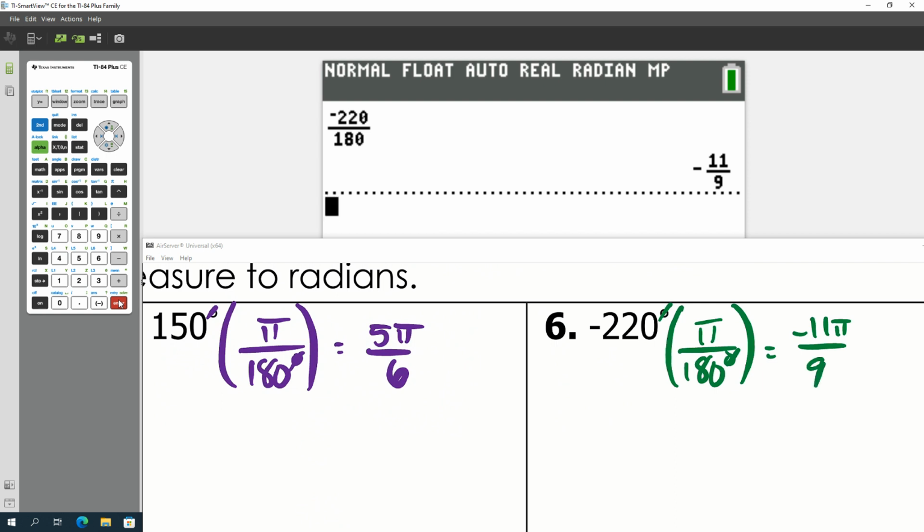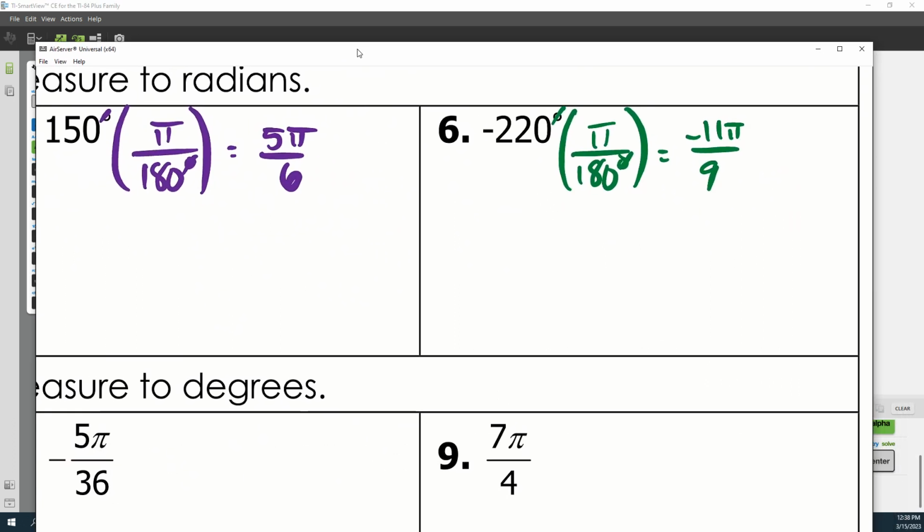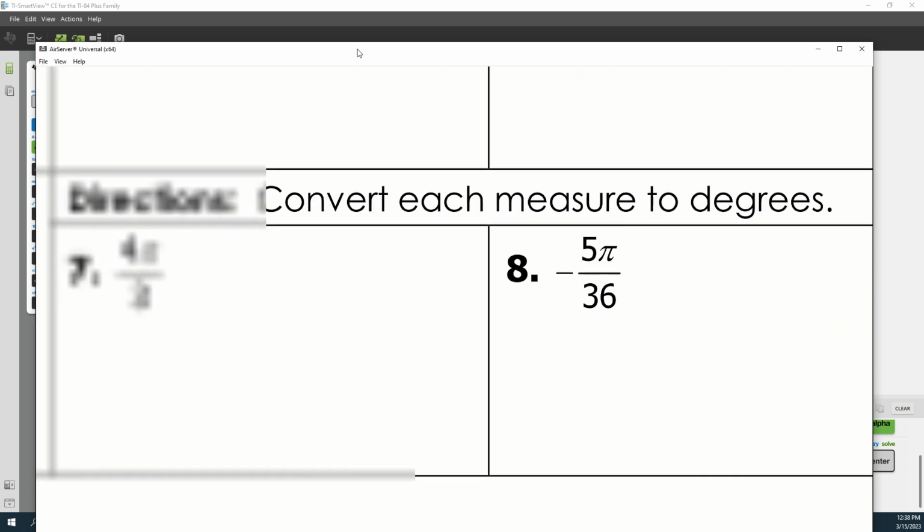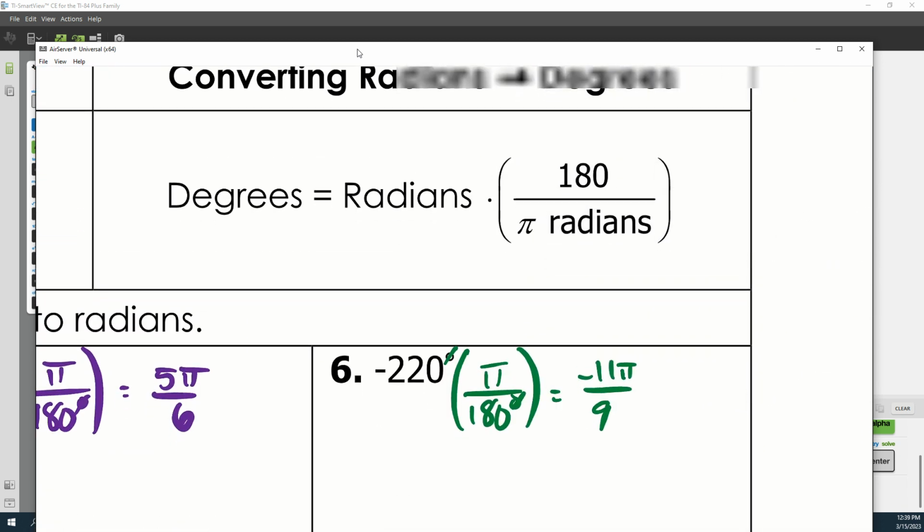All right, so you should get negative 11 pi over 9. Sound good? Okay. So when you're going from degrees to radians, you basically divide by 180. All right. So then whenever we are going to convert from radians to degrees, you multiply by the reciprocal of that. So you multiply by 180 degrees over pi.